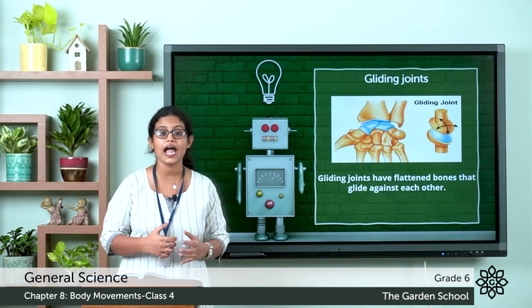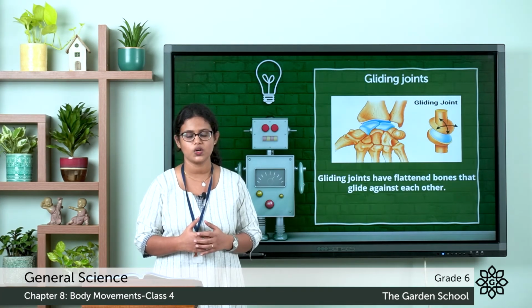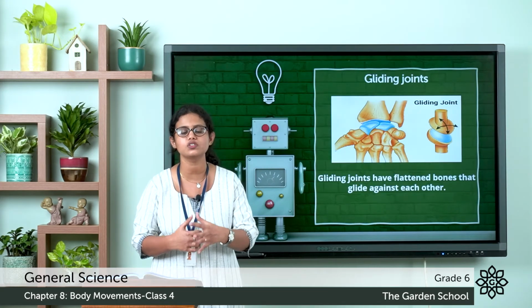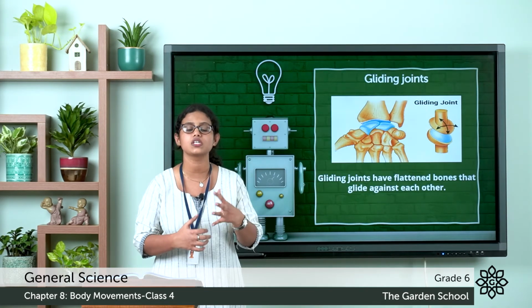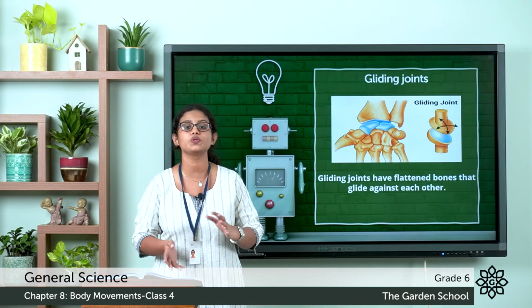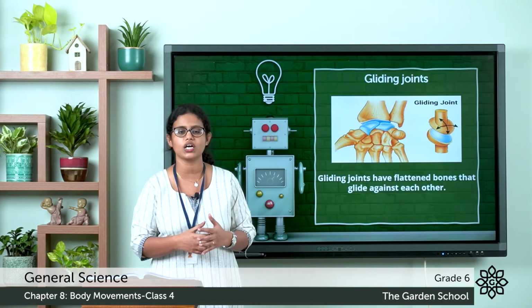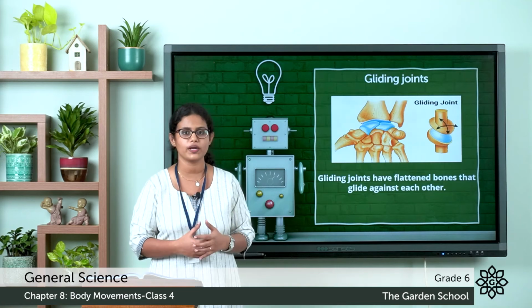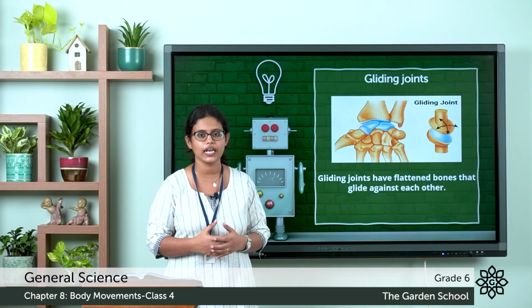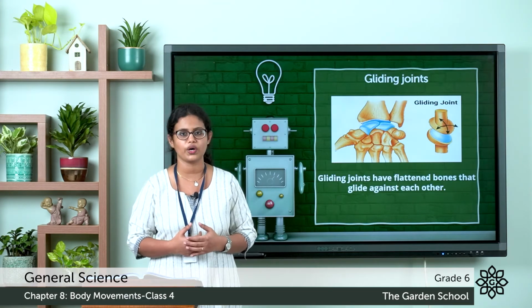Then what about our ankle? Our ankle has gliding joints where the bones slide against each other, which allows movement. We can move our ankle sideways as well as back and forth. Here the bones slide against each other and they allow movement. That is about the gliding joints, which is another type of movable joint.